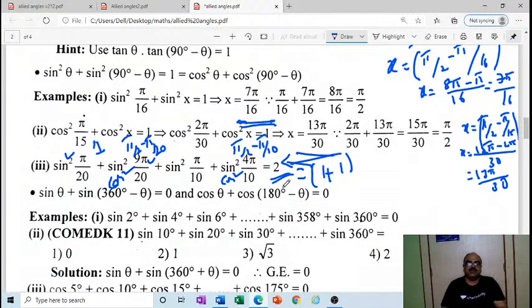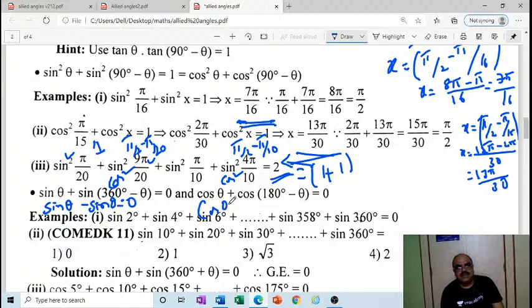Next concept, sine theta plus sine of 360 minus theta equals 0. Till now we were getting the value as 1. Now see this, sine theta plus sine of 360 minus theta. Sine of 360 minus theta will remain as sine theta only with minus sign, because in the fourth quadrant sine is negative. So sine theta minus sine theta is equal to 0.